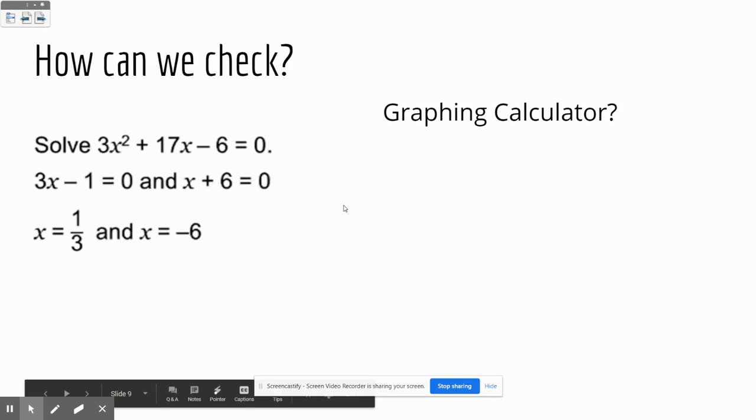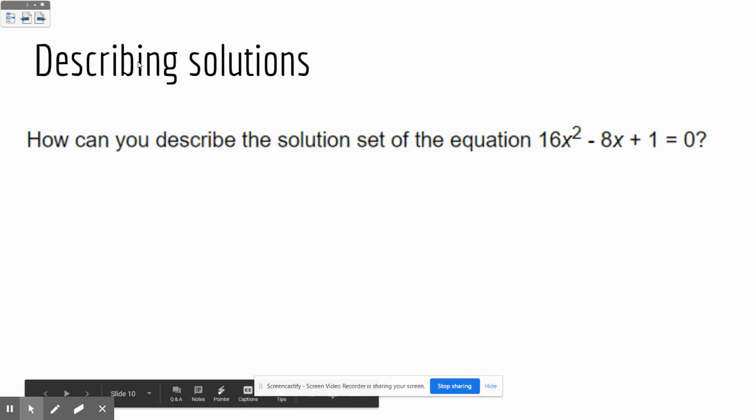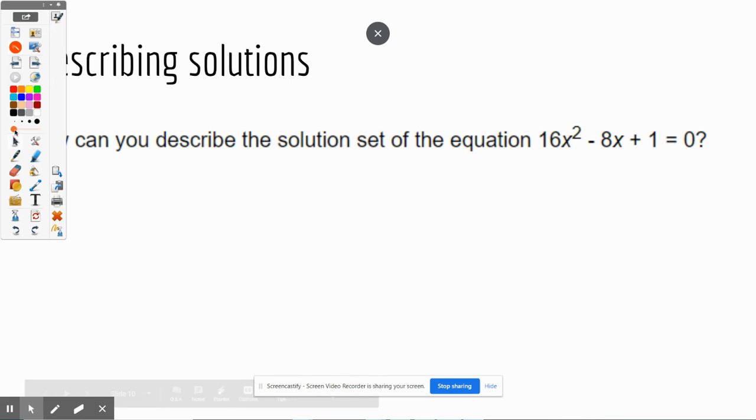Okay, what else have we got here? How can you describe the solutions? Okay, so this guy, what does this do? We already factored this as well. We recognized it was a, my battery's low. We're going to see if I can make it here. Perfect square trinomial. It was 4x minus 1 quantity squared equals 0.